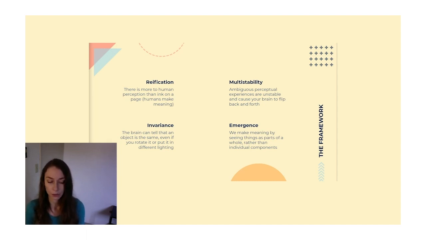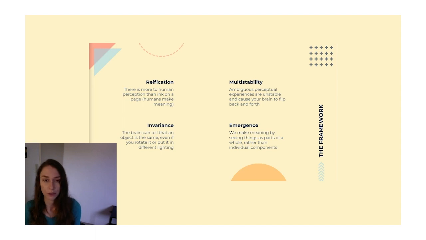The first principle is reification. Basically, the idea is that humans perceive things as more than just ink on a page, so we like to make meaning out of things that maybe are even a little bit abstracted. So when you're looking at even an abstract work of art, people are often asking themselves, what does this mean? How does this look? Is this representational? And that's the real idea behind reification. Humans really like to make meaning out of a piece of art or anything, for example. Multi-stability is the idea that if you are having an ambiguous perceptual experience, your brain will flip-flop back and forth between either of those things.